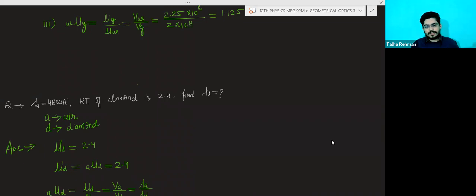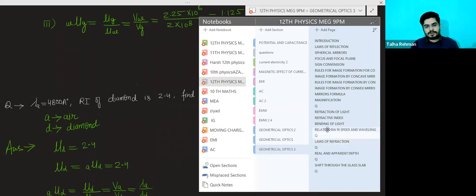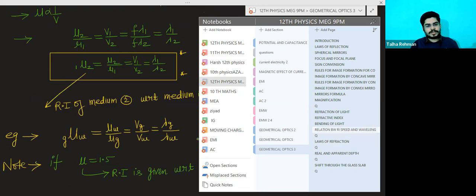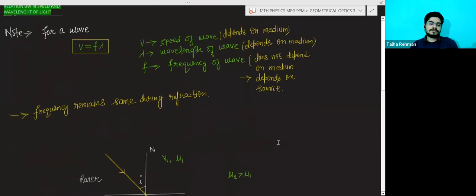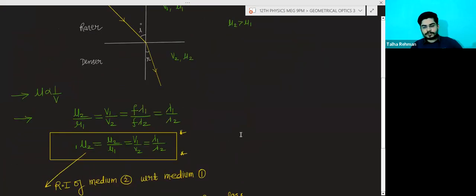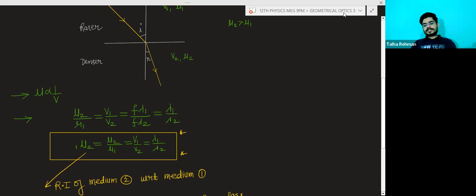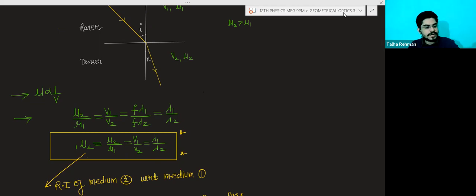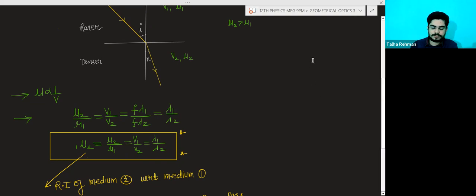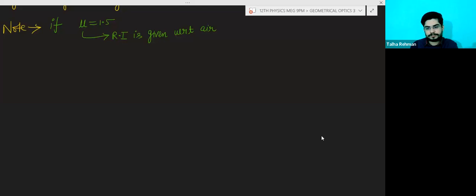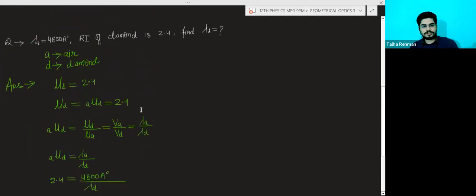So now I think we should start. We have discussed the relation between the refractive index, wavelength, and the speed of light. In different media, the speed of light is different. Suppose the light is going from water to air. In water the speed of light will be less, and in air the speed of light will be more, because as compared to water, air is a rarer medium. So we have solved these questions.